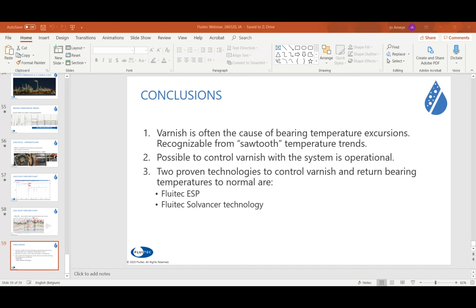Other questions? Yes, a very simple one for you, Jo. What would you say is the difference between sludge and varnish? Oh, I would say varnish.